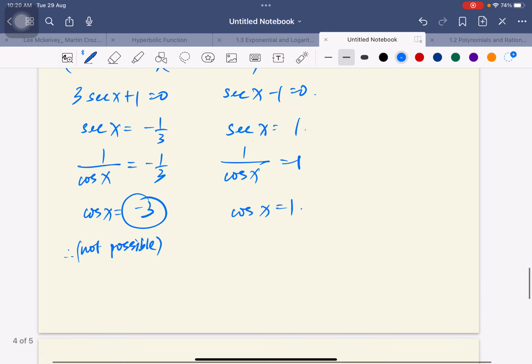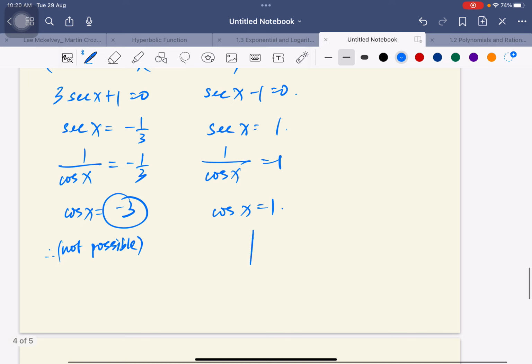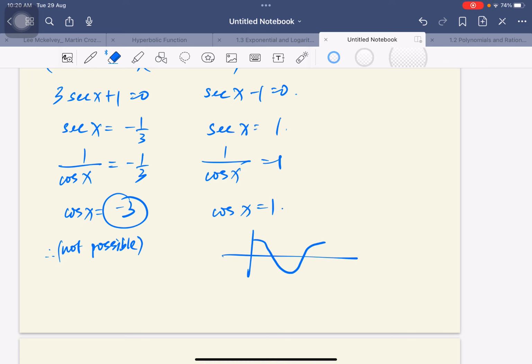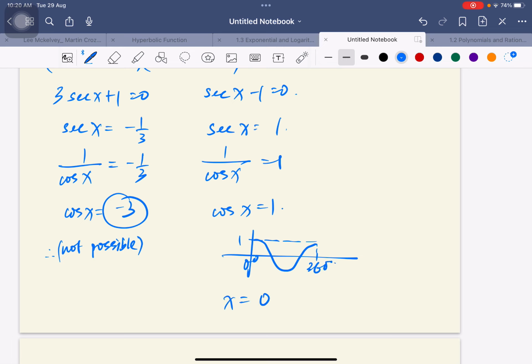Cos x equals 1. Then there is a solution for this. When cos x equals 1, it will be at 0 and also 360. So x is equal to 0 and 360. This is the value of x for cos x equals 1. It can be obtained just from the graph of cos x.